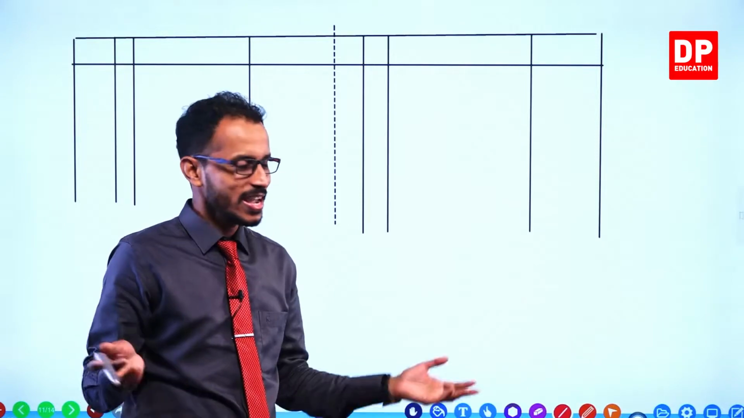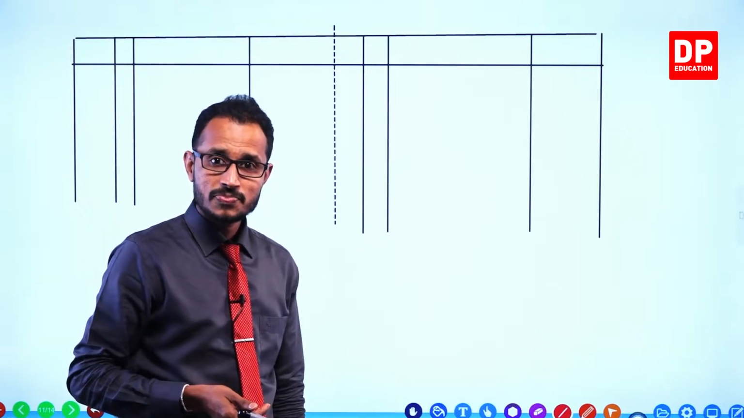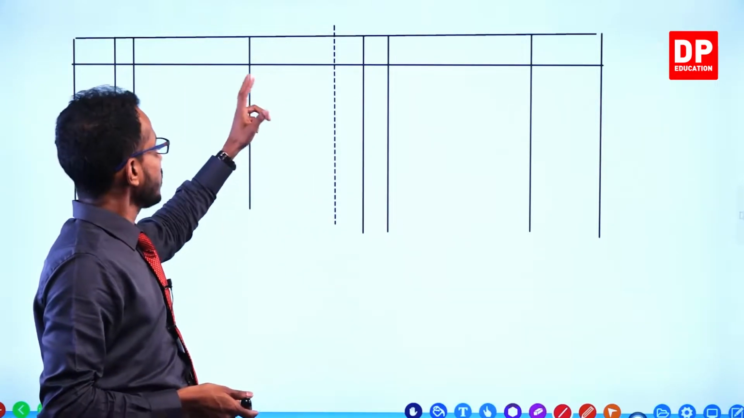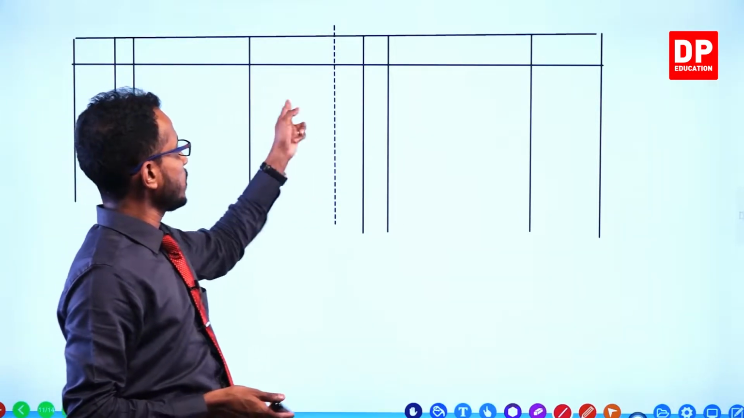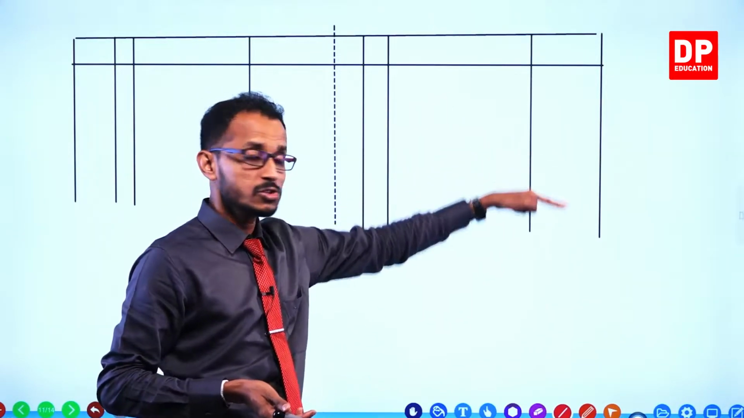Different methods. You can use your own method to remember these things. Okay? I always say small things lead to big things. Both sides, debit side and credit side. Small things lead to big things.